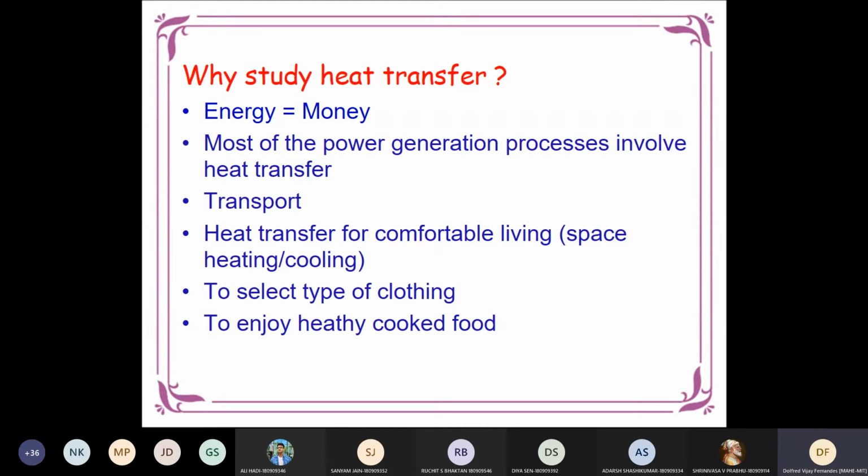So the question is why to study this heat transfer course. Again, I'll start with this first. This one, energy equal to money. Can you elaborate on that? Anybody? Simple, right? Energy is equal to money. But what is the relevance of that to heat transfer? Anybody can think? Think about it.